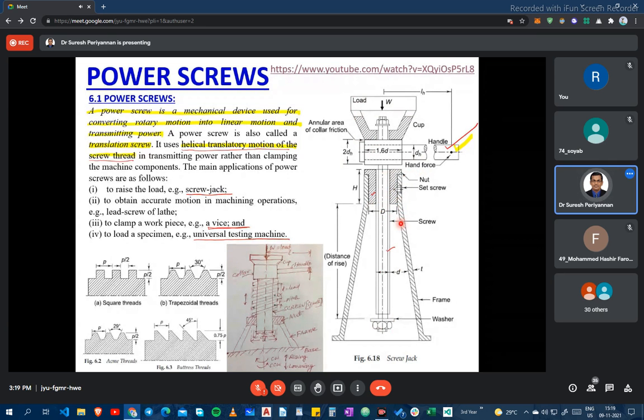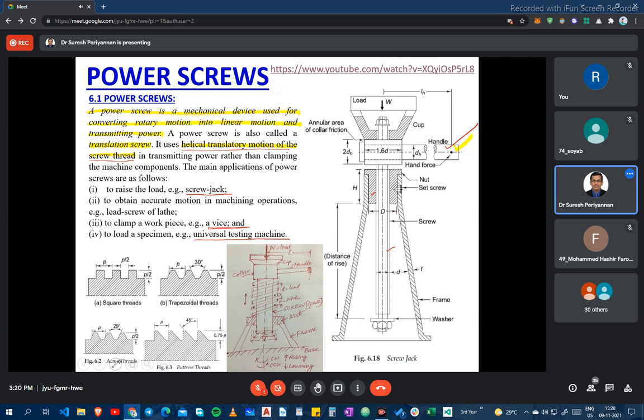Now see here, V threads we are not using. We already discussed V threads. What is the use of V threads? V threads are mostly used for fastening or joining two components, because V threads create more frictional torque and more frictional force.